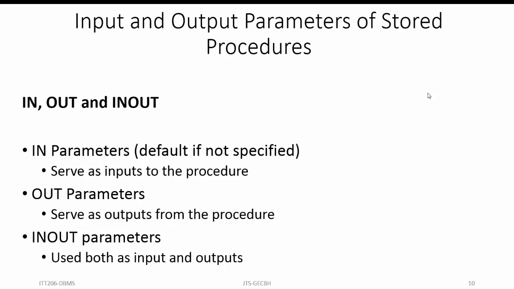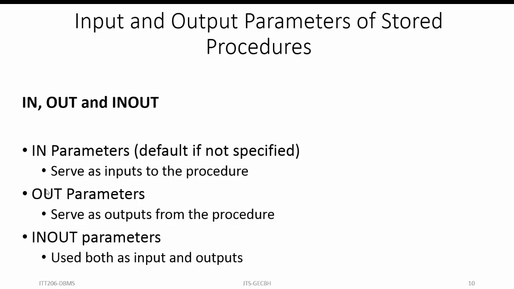For representing an input parameter we use the keyword IN. It basically serves as the input to the procedure. If we don't specify any parameter type, it will be taken as an input parameter by default. Its life will be only inside the procedure. We cannot pass the value of an input parameter to the calling function or to the place where it is called.